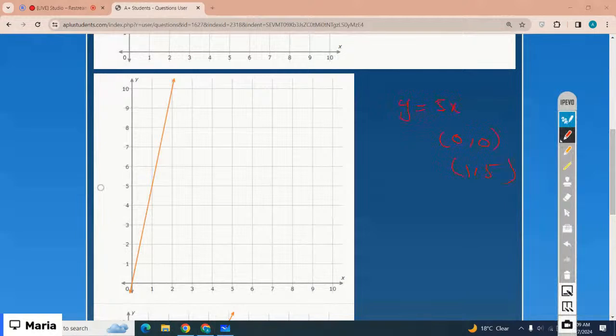So which is the correct option? You need to match these two pairs with the graph. So which option is the correct one? Option number 1 is the correct option, right?